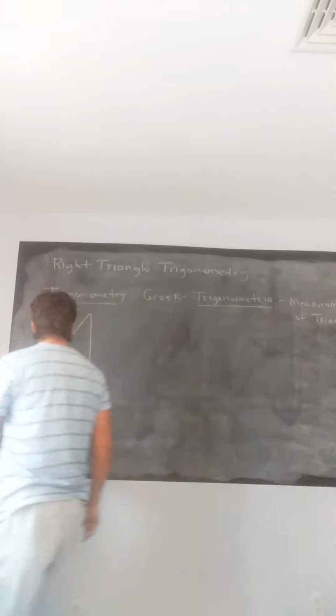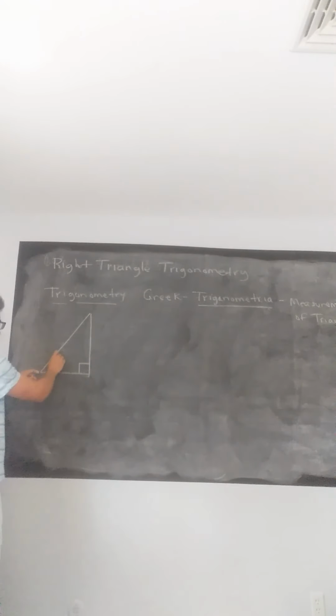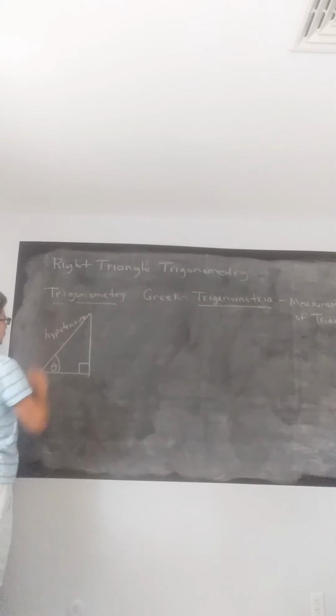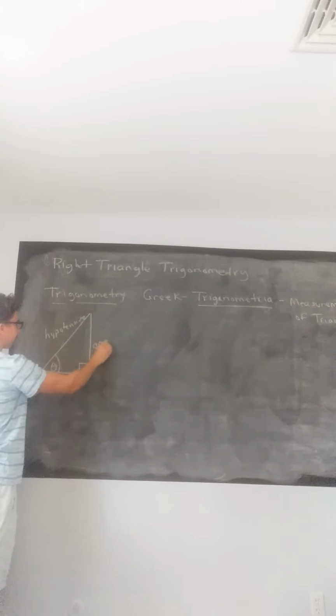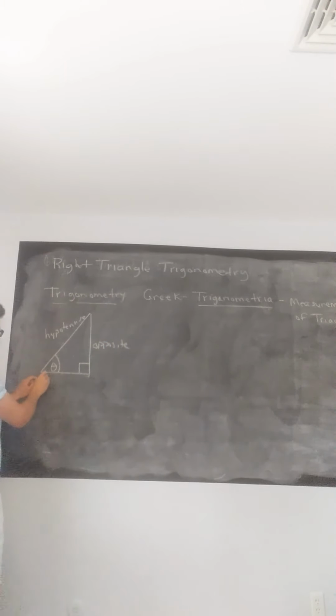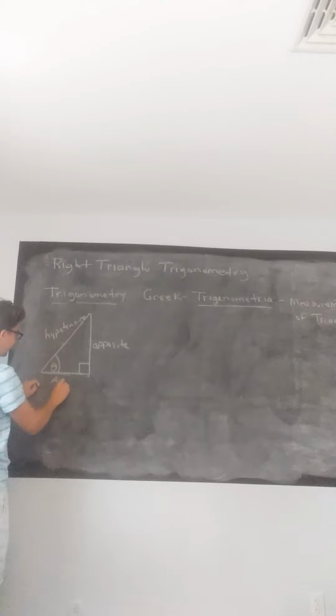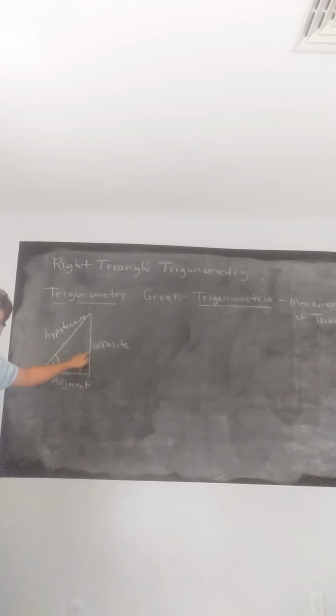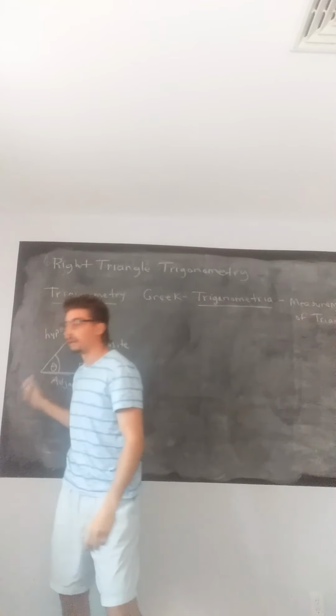So if we have a triangle like this, and we have an angle theta right here, we can label this triangle as a few things. As you know, the long side is called the hypotenuse. Across from here is what we call the opposite side. And down here, this is what we call the adjacent side. So the hypotenuse is always the long side. Opposite the angle in question is the opposite side. And right next to that angle is what we call the adjacent side.